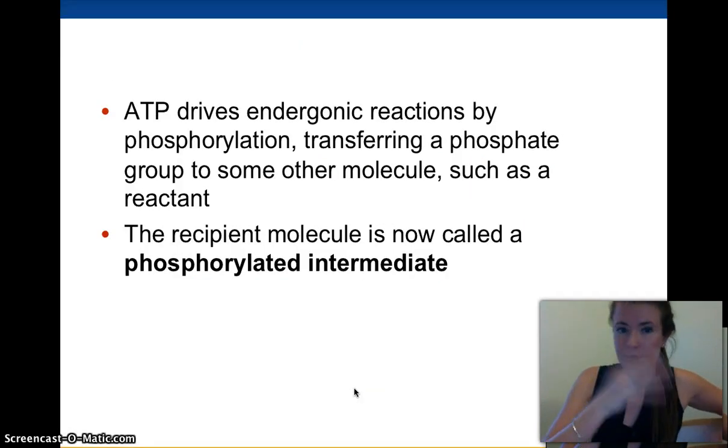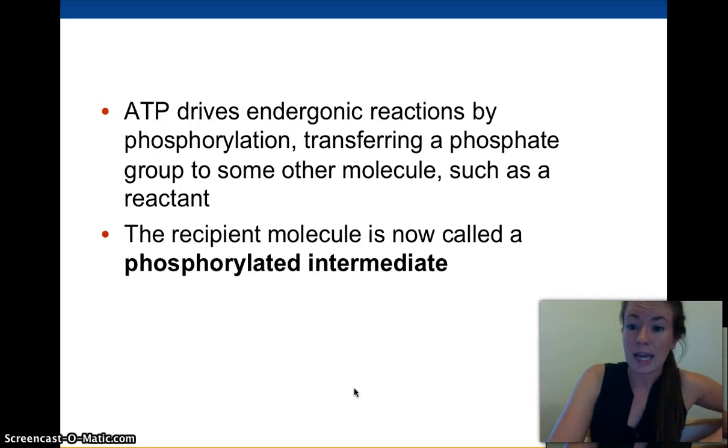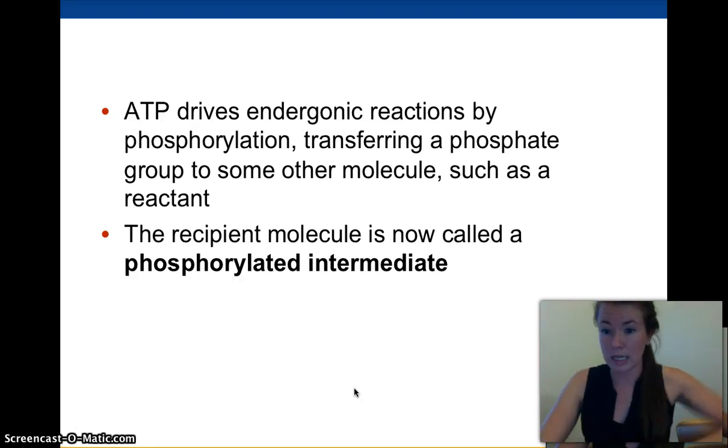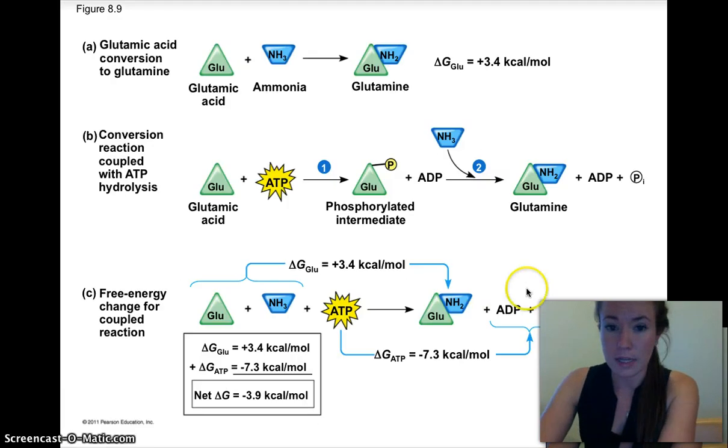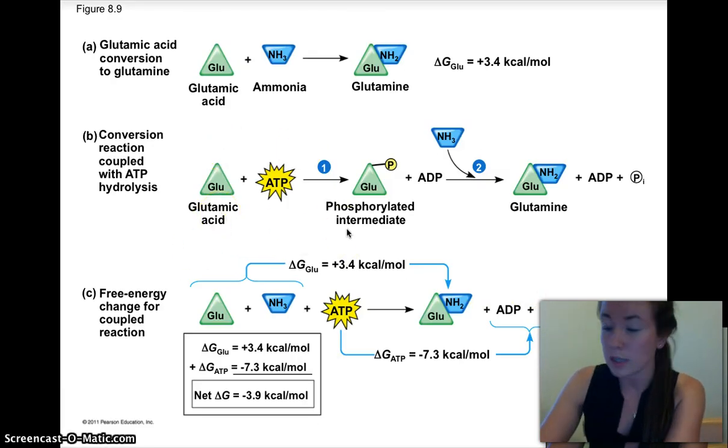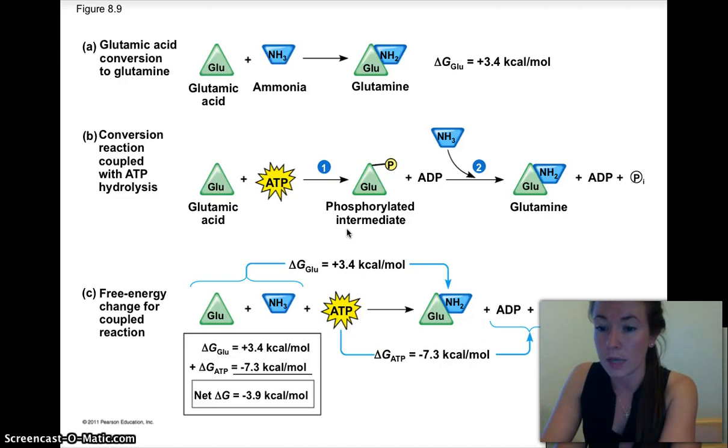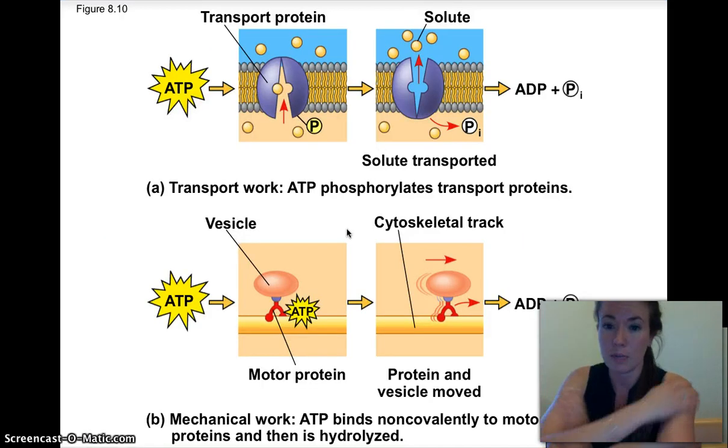So, like I was just saying, here it is in words. ATP drives endergonic reactions by phosphorylation, which means it gives up its phosphate, it puts it on the other reactant molecule. And now this is our phosphorylated intermediate. So it's different than glutamic acid because now there's a phosphate group. So changing the chemical structure changes the structure of the molecule. Obviously, it's a different molecule now. So it's our phosphorylated intermediate.